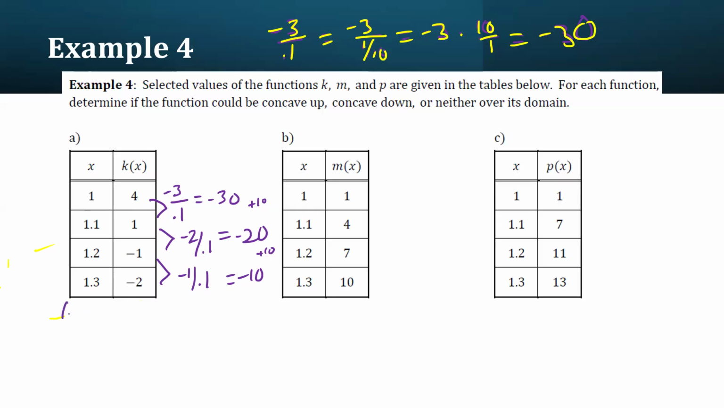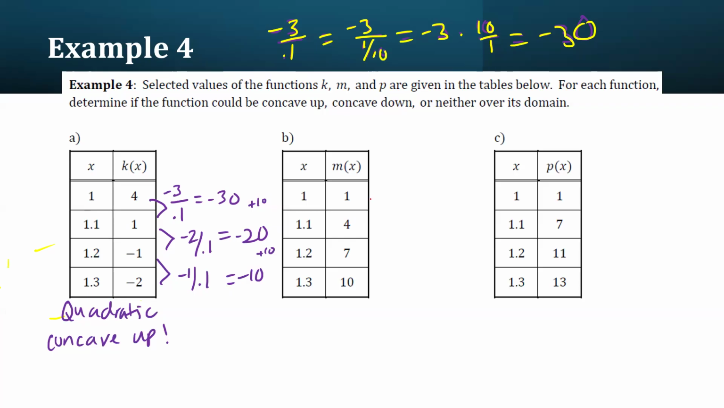So we know that it is quadratic. And it's concave what? Up. Because we're increasing. Make sense? Yes? Y'all are with me? Okay, I get it.